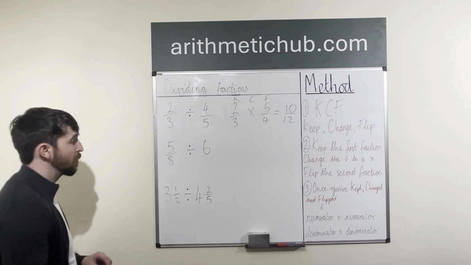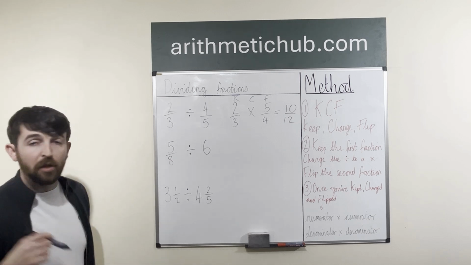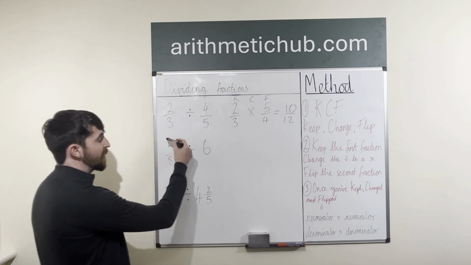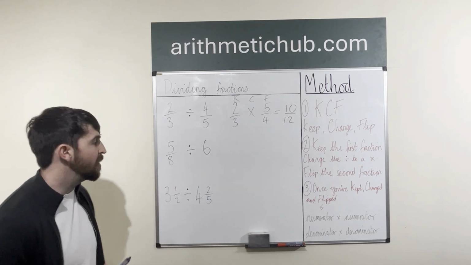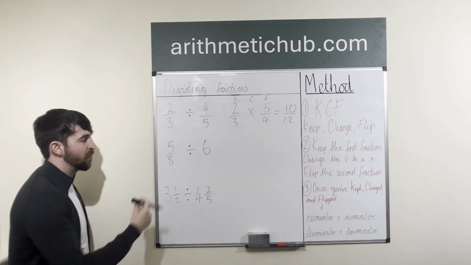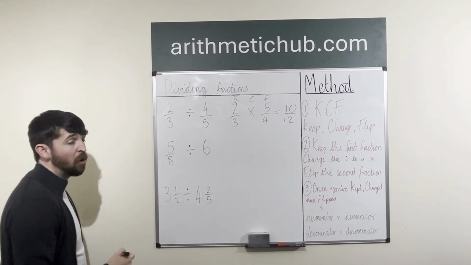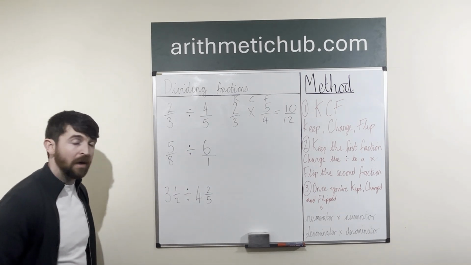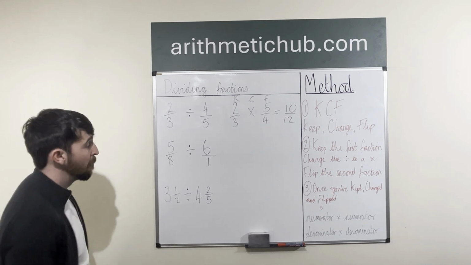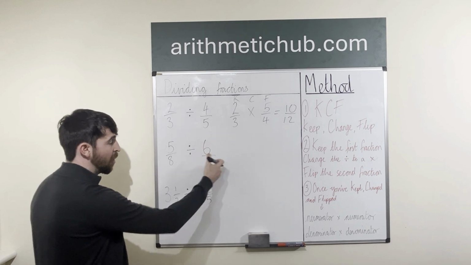Now we might have something that looks like this. 5/8 divided by 6. Now you do exactly the same thing for this. You keep it, you change it, you flip it. But this here isn't a fraction, you might say. You might say, well, this is a whole. We've got 6 wholes there. But if you've got 6 wholes, all that's the same as saying is 6/1. Now you've made it into a fraction, but it's still 6 wholes because we can see the denominator is 1. We've got 6 wholes.